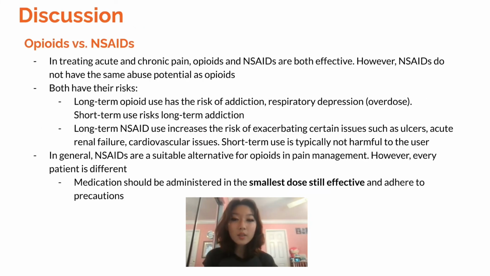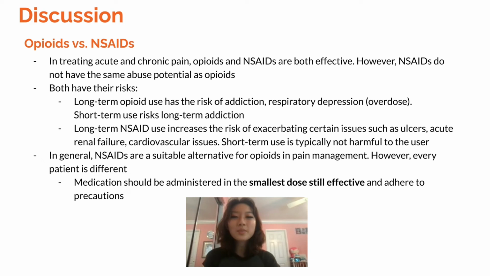Now that I've gone through some of the facts and how opioids and NSAIDs work, I'll move into my discussion. The way I conducted this research project was just reviewing the clinical trials and journals and articles and such that I found online and analyzing them.